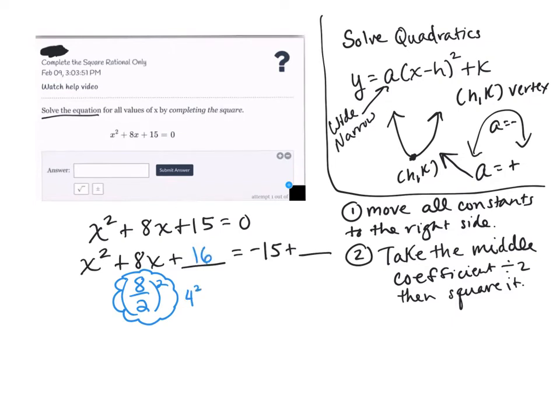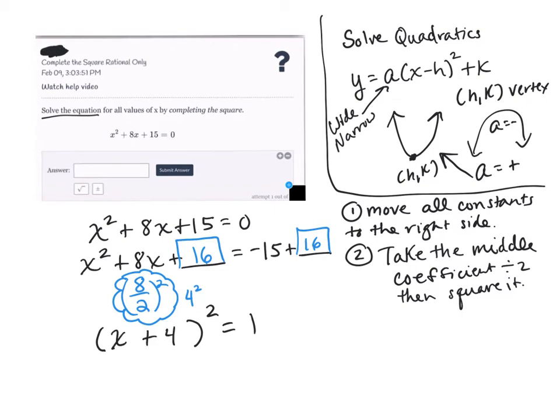All right, because I'm adding 16 to this side of the equation, I also have to do it to this side of the equation. Now, once I do that, I can set it up as a perfect square. On the right side, I just have 1 because negative 15 plus 16 is 1. All right, so I'm going to have this as (x plus 4) squared.